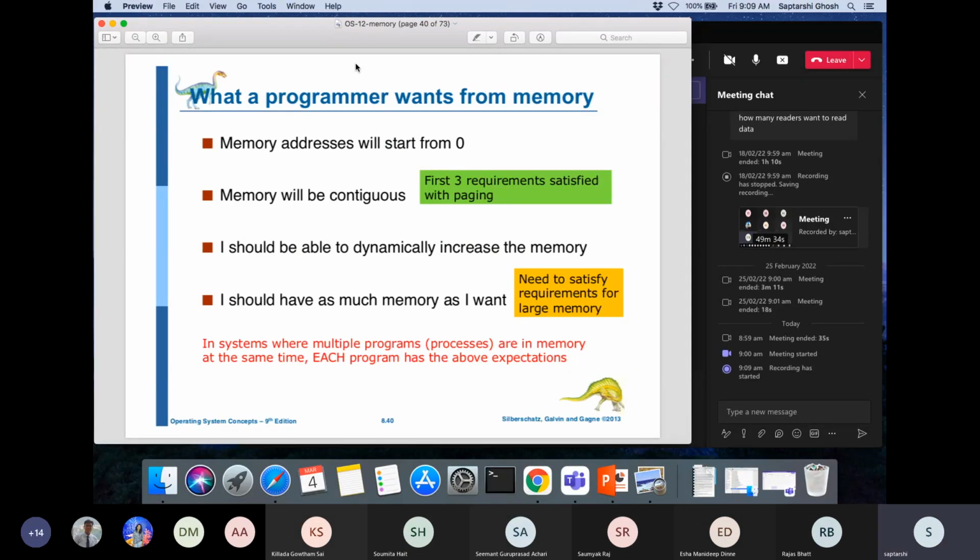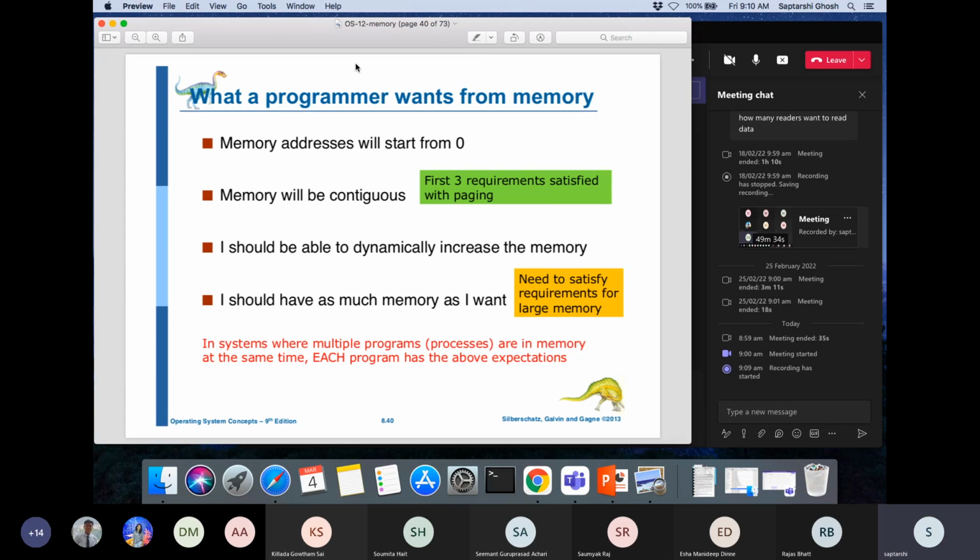So let's start with a 5-minute recap. We have been discussing that any programmer, when we write programs or any software even, has these kinds of expectations from the memory. Memory addresses will start from zero, memory will be contiguous, and there is this dynamic increase portion.